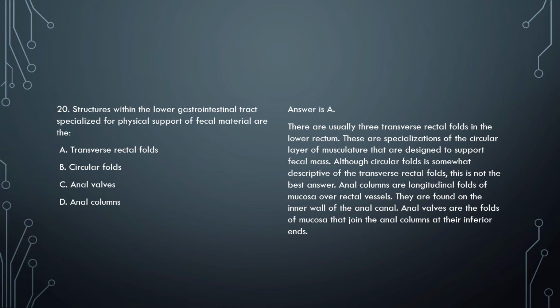Although circular fold is somewhat descriptive of the transverse rectal folds, this is the best answer. Anal columns are longitudinal folds of the mucosa of the rectum with vessels. They are found on the inner wall of the anal canal. Anal valves are folds of mucosa that join the anal columns at their inferior ends.